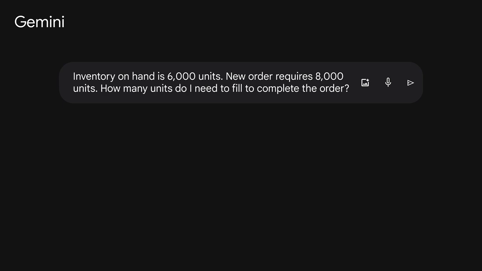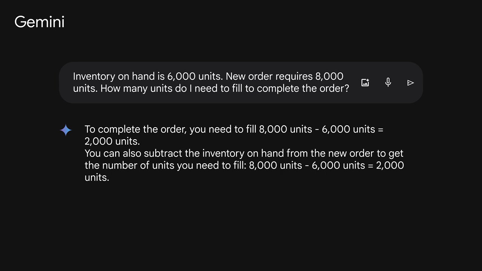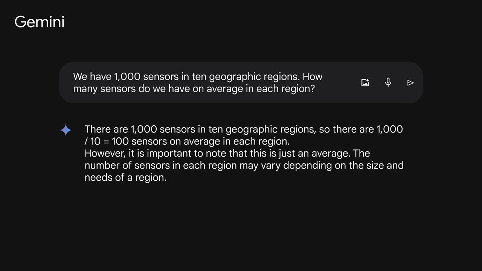Here's another question. Inventory on hand is 6,000 units. A new order requires 8,000 units. How many units do I need to fill to complete the order? Again, Gemini answers the question by performing the calculation. And our last example, we have 1,000 sensors in 10 geographic regions. How many sensors do we have on average in each region? Gemini answers the question with an example on how to solve the problem and some additional context.